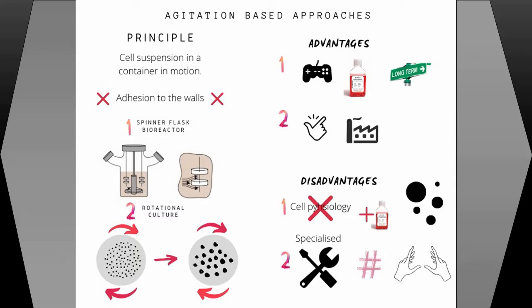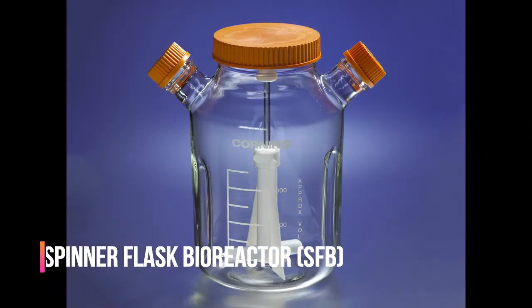In the case of the rotational culture system, the advantages are that there is low shear force, it is a simple method, and large-scale production of 3D spheroids can be done. But the disadvantages are that you need specialized equipment, and the number of cells produced can't be controlled. This is why manual selection is needed.